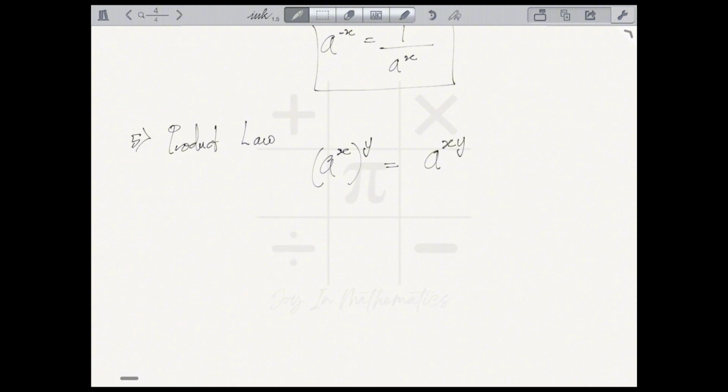So therefore we say that when raising an expression having a power, that is a raised power x, to another power, that is y, the result will be the same base. A is the base and the powers or the indices are multiplied.